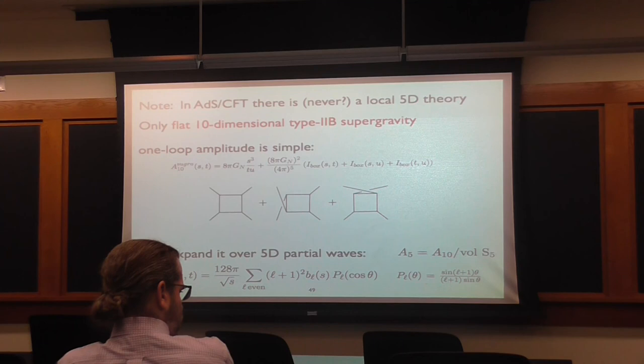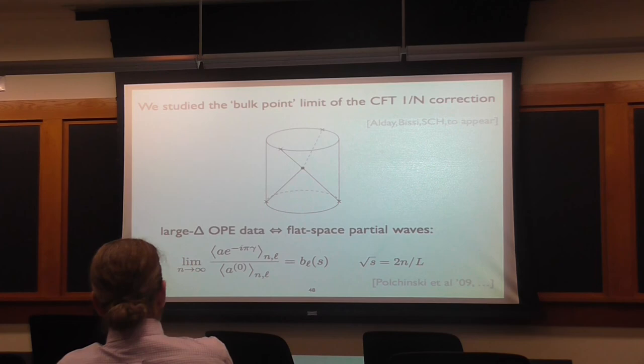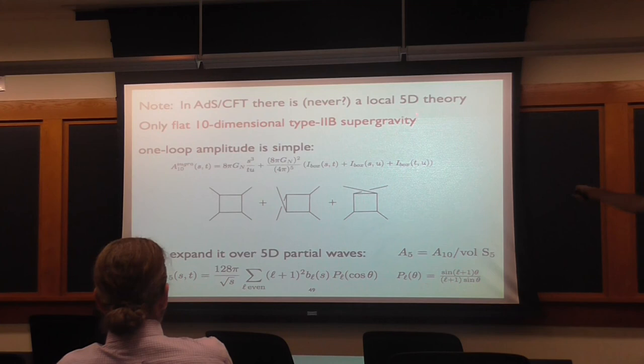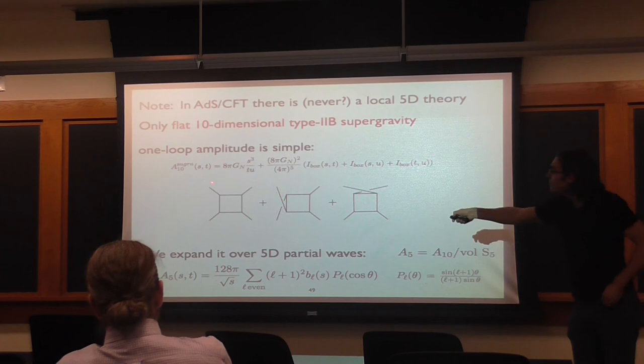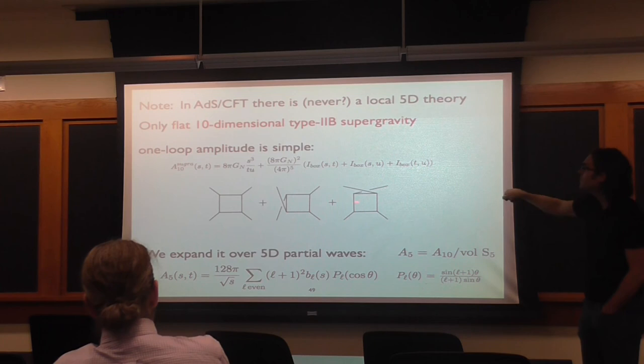In the CFT, if you try to localize like that in the bulk, try to have scattering at distances smaller than the AdS radius, you never have a local 5D theory, if not in this AdS5 times S5 setup. You really just have 10 dimensional type IIB supergravity. So the theory against which we had to compare our result was that theory in 10 dimensions. The amplitude was computed years ago by Green and Schwarz in the 80s.